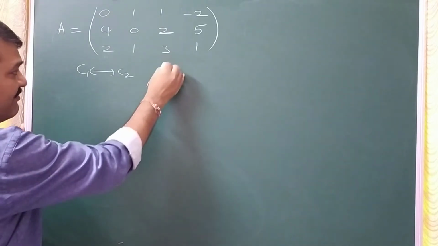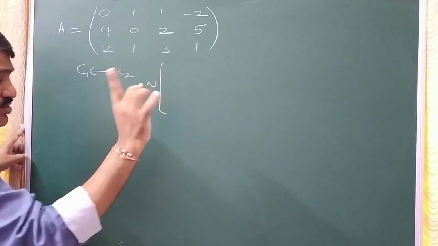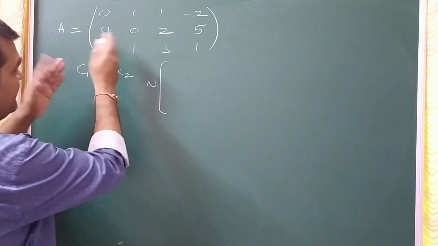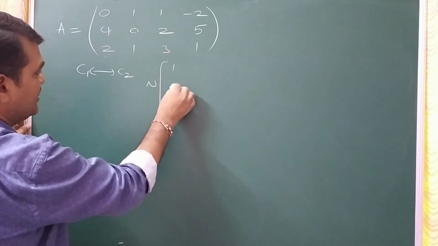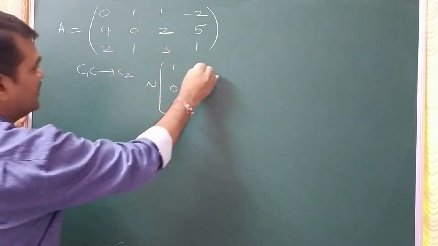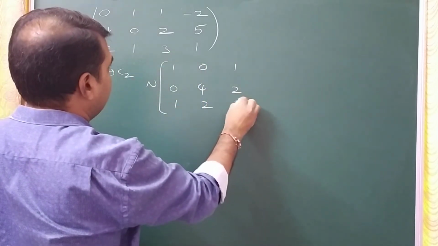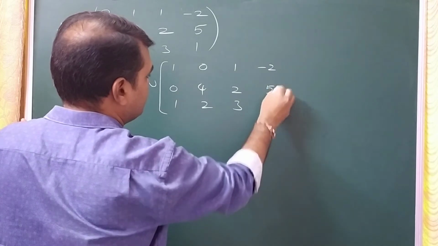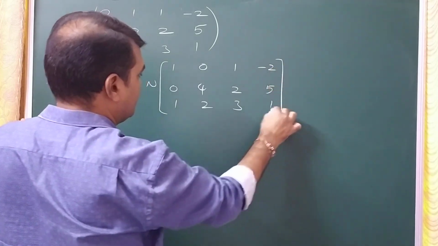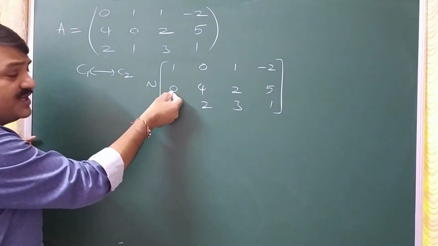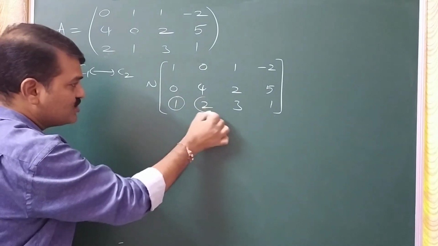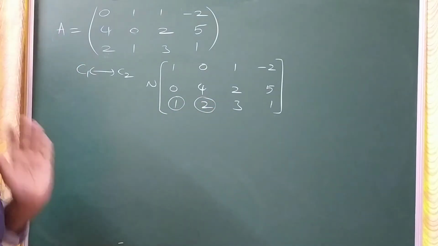So this is equivalent to, you should not write equal to. C1, C2 interchanged: 1, 0, 1 in the first column, 0, 4, 2 in the second column, remaining same. So already I got 0 here. Now getting 0 in these 2 places is our task.